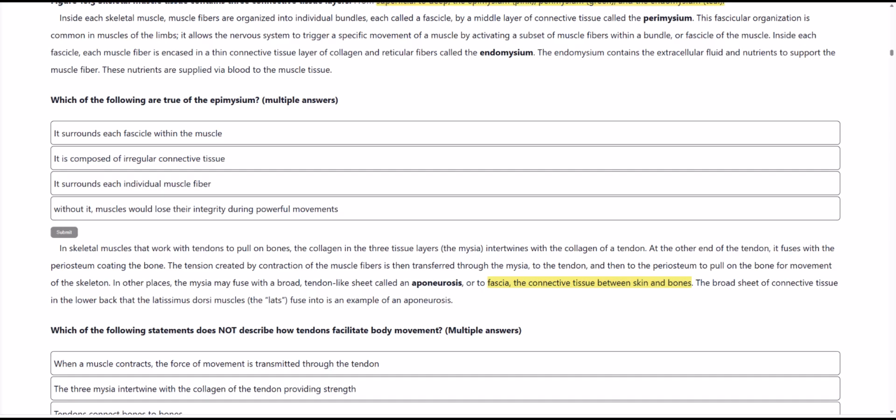Heading back to the blossom, there's another term here that I've introduced in the lab, and that is aponeurosis. An aponeurosis is a broad, tendon-like sheet of tissue that connects muscle to muscle. Aponeuroses are made of the same exact stuff as tendons and ligaments, and you know that that is dense regular connective tissue.